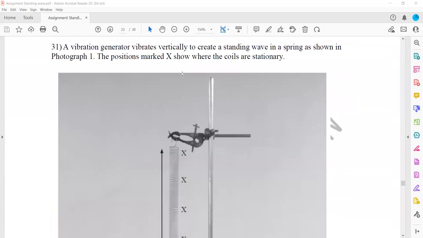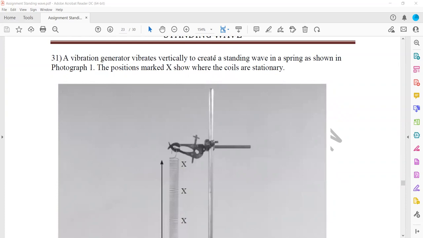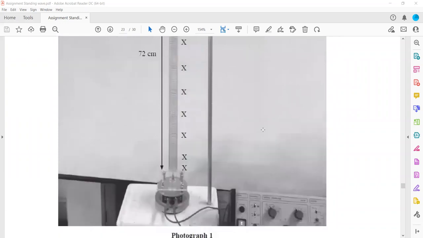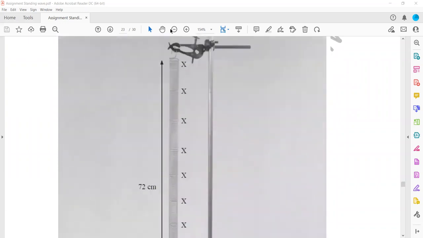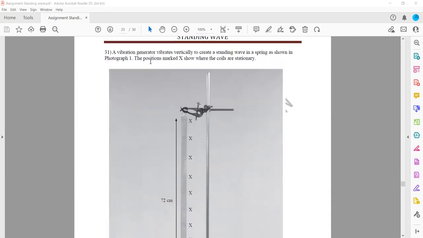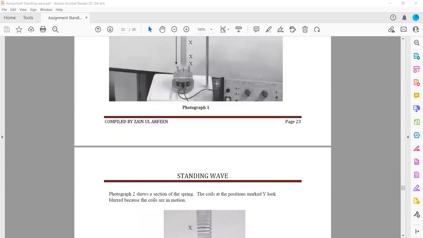Then question 31. A vibration generator vibrates vertically, as you can see, and it creates a standing wave. How does it create a standing wave? The vibration generator is basically sending the wave. Two waves are traveling in opposite directions: one wave going up, and another that strikes and comes down. So two waves combine with each other and give rise to a standing wave. They mention position X, which is marked where the coils are stationary. What does stationary mean? It means they cancel out the effect of each other, or nodes are formed.